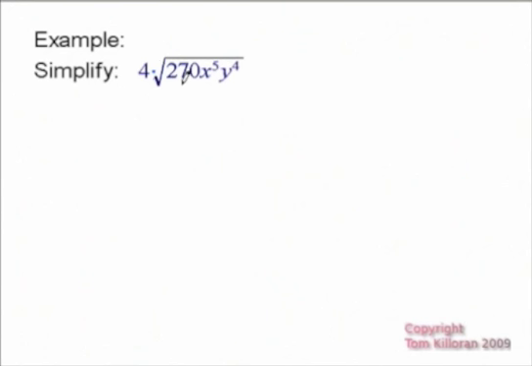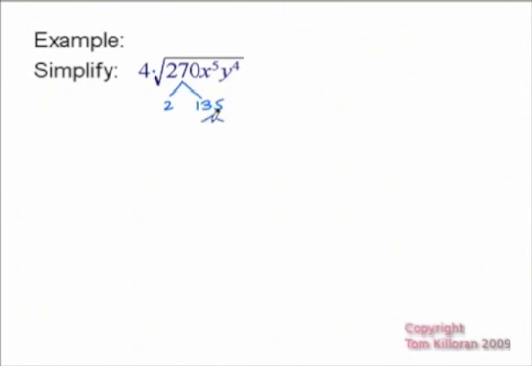So what I do with numbers is I usually start by breaking it down into prime factors, starting off with the smallest prime number that divides evenly into 270, which happens to be 2. So it would be 2 times 135. Now 2 doesn't go into 135, but 3 does.